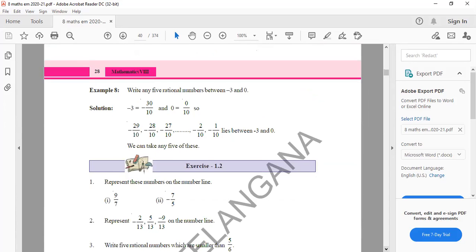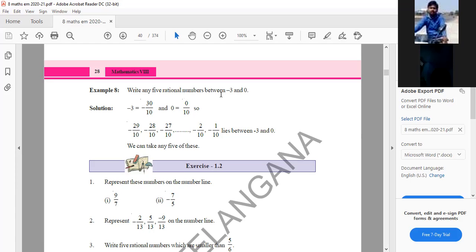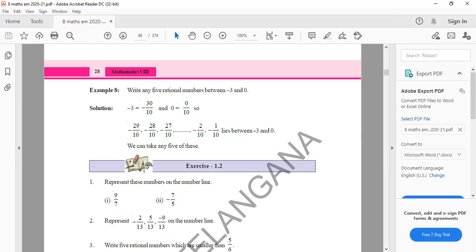Okay, write the numbers which lie between -3 and 10. Okay, between -3 and 10, you have to write 5 rational numbers. Okay, let us try this question. Oh, before going to this question, I'll explain one more method. I'll come to the questions, how to write and how to go to the next levels. I'll go to the board now.